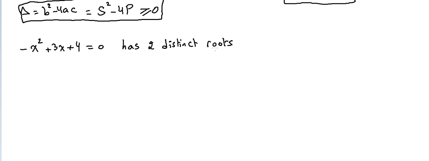We have to prove that this quadratic equation has two distinct roots, and if it has two distinct roots, find their sum and the product. We have to find the sum and the product of these two distinct roots. Okay, how can we find that it has two distinct roots?